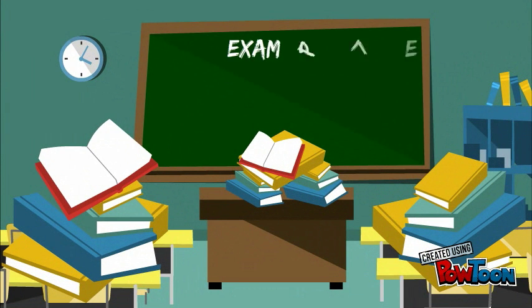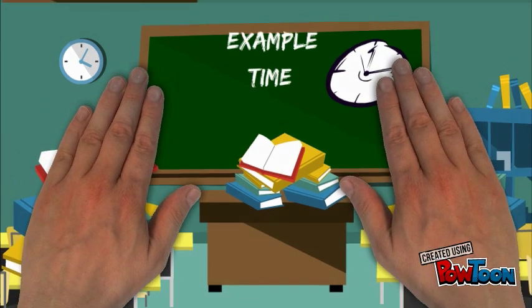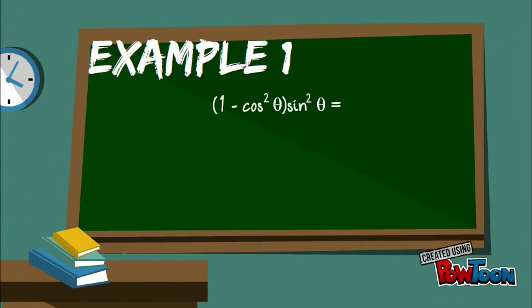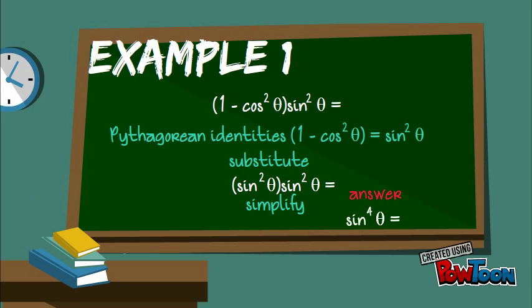So now that we've learned all the identities, I think it's time for some examples on how to use the identity. So example 1 is going to be 1 minus cosine squared theta times sine squared theta. And what we're going to do is use the Pythagorean identity, 1 minus cosine squared theta equals sine squared theta. We're going to substitute it and end up with sine squared theta times sine squared theta. We'll simplify that and we end up with sine to the 4th theta.